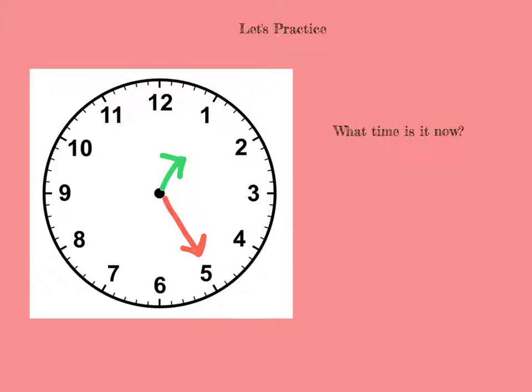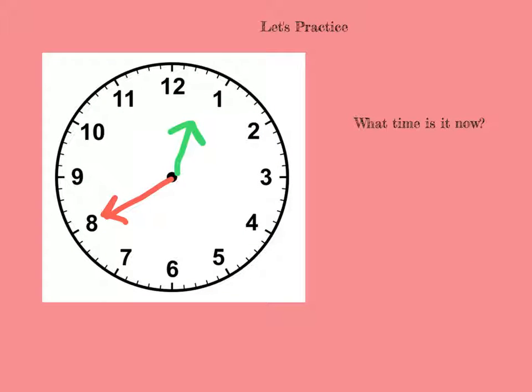Let's practice. We see that the hour hand is pointing directly at the 1, and the minute hand is pointing at the 5. With knowing this, we know that since this is at the 1 and this is at the 5, the hour is 1, and if we count 5, 10, 15, 20, 25, we know that it is 1:25.